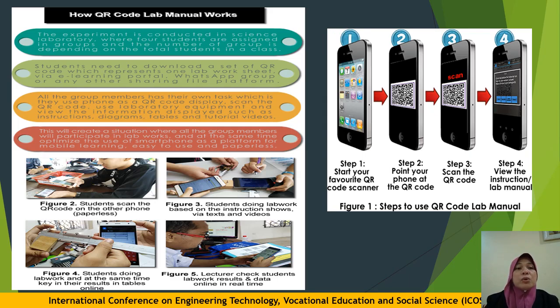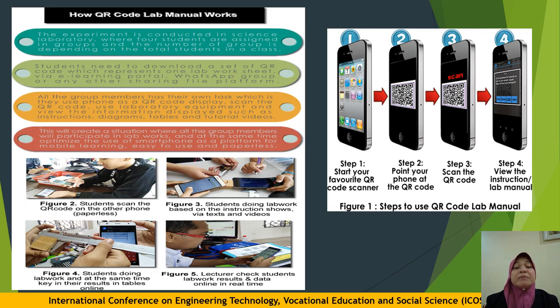So this shows how the QR code lab manual works. The experiment is conducted in a science laboratory where 4 students are assigned in a group, and the number of groups depends on the total number of students in that class. Then a student needs to download a set of QR codes which represent one lab worksheet, either via e-learning portal, CIDOS, WhatsApp, or other file sharing platform.